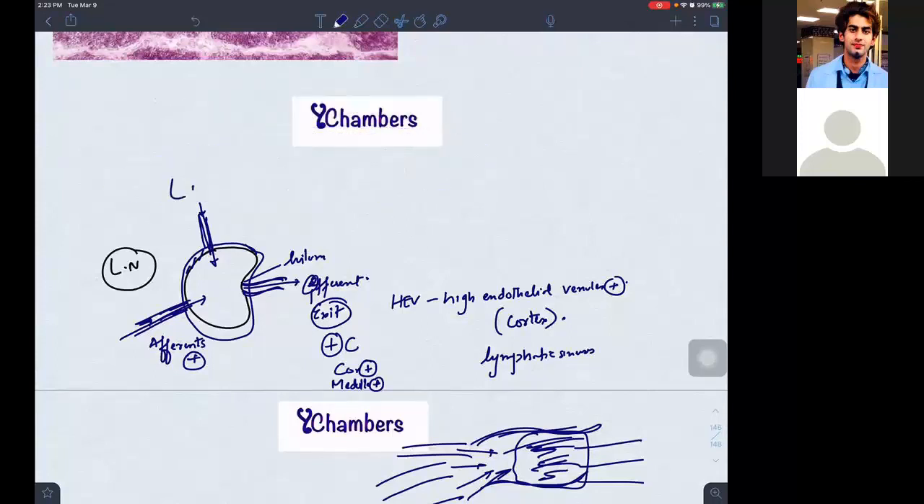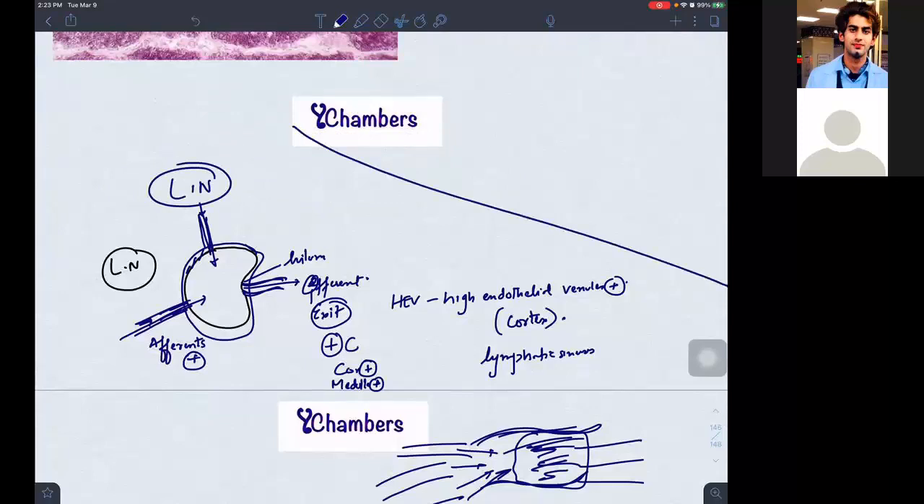This was about lymph node. If I want to differentiate it from a lymphatic nodule, what about lymphatic nodules? This is lymph node, okay. So lymph node and nodule. Nodules are small. So I will say connective tissue capsule: there is no capsule, negative.